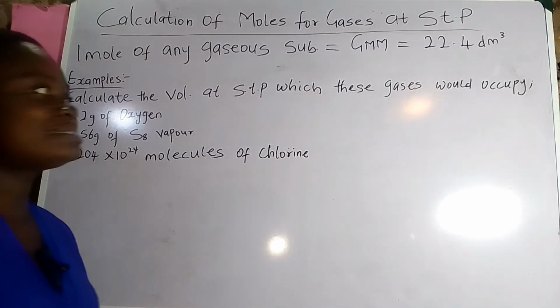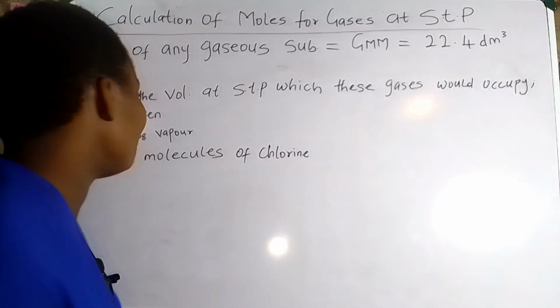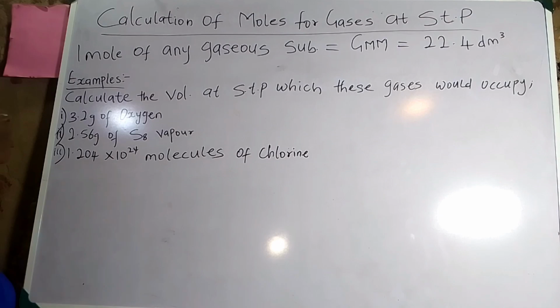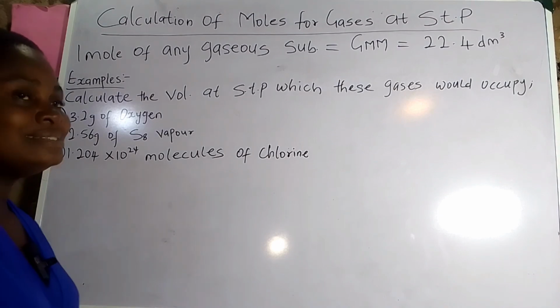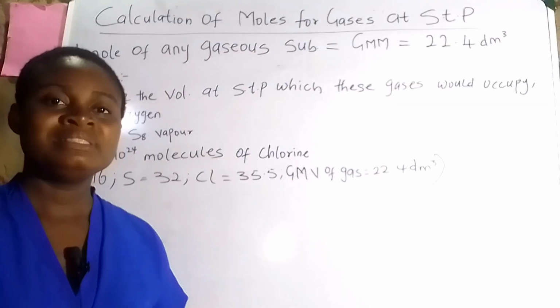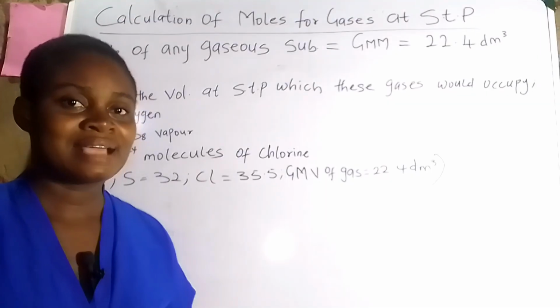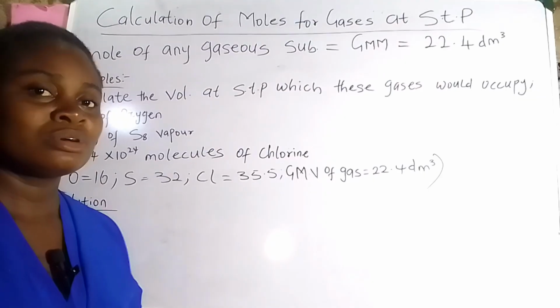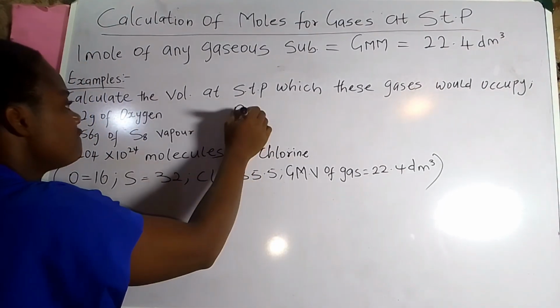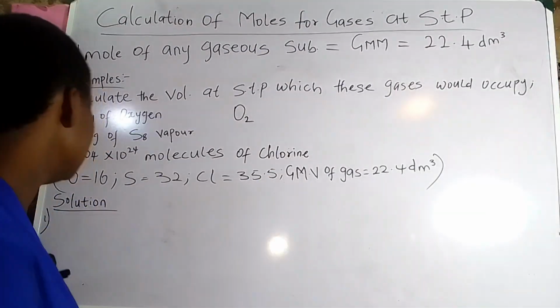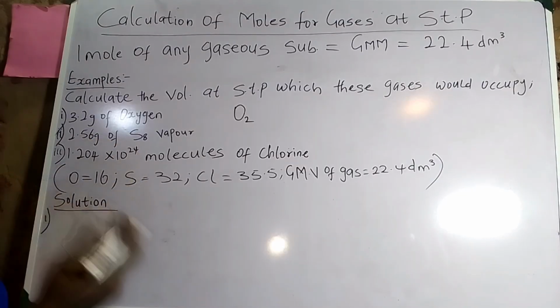Calculate the volume at STP which these gases will occupy. 3.2 gram of oxygen. Now, oxygen is diatomic. This means that at room temperature, oxygen is already a gas. Are you getting me? It is diatomic, it comes in this form. Okay, now they say 3.2 gram of oxygen.